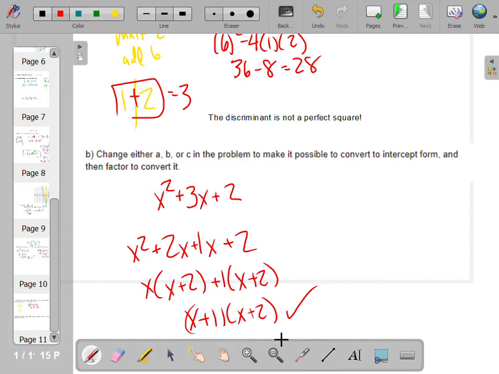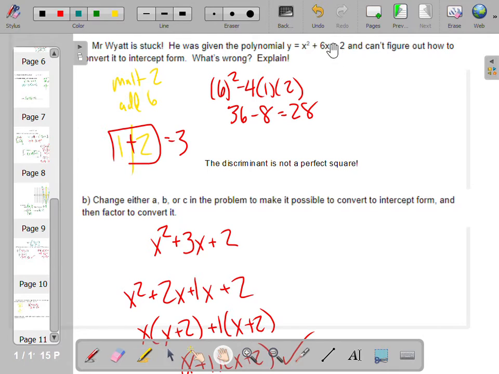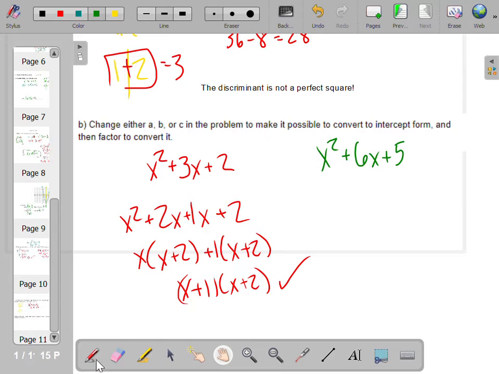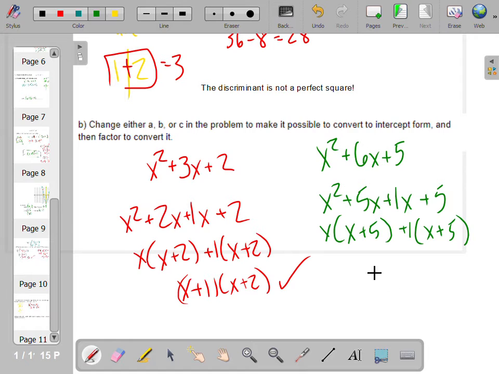That'll do it. Or probably something else I could do is I could find two numbers that have factors that add up to 6. So what if I made it x squared plus 6x plus, what's some numbers that have factors that add up to 6? How about 5? 5 and 1. I could split the middle then. x squared plus 5x plus 1x plus 5, (x plus 5)(x plus 1). Hey, look at that. It works this way too.